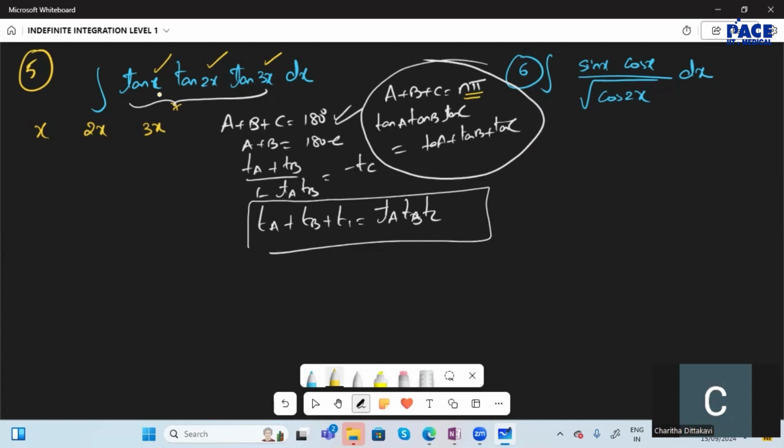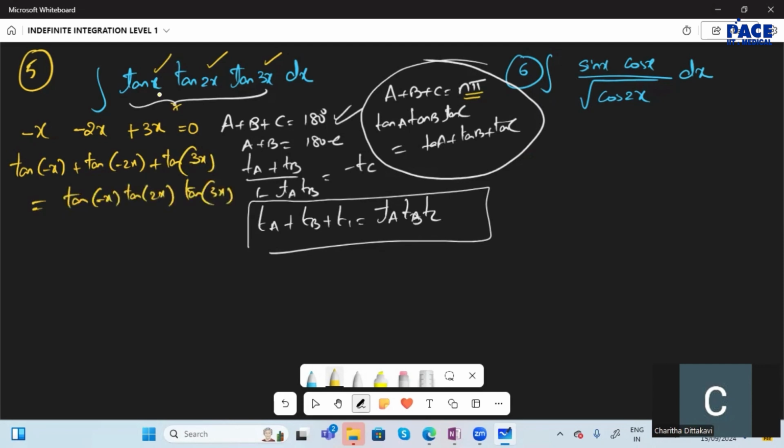So one possibility I can find is minus x plus minus 2x plus 3x can give me 0, isn't it? Understanding that fact, right? So then what can I take? Is it nothing but tan minus x plus tan minus 2x plus tan 3x equal to tan minus x tan minus 2x into tan 3x, because it is just an application of a plus b plus c is n pi, tan a plus tan b plus tan c is tan a into tan b into tan c. Clear? Right. Now observe this.